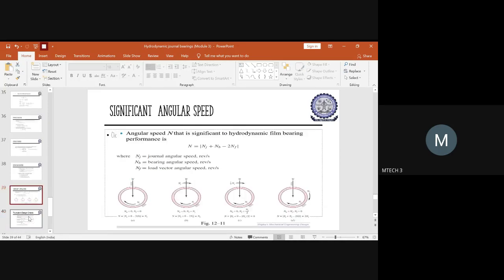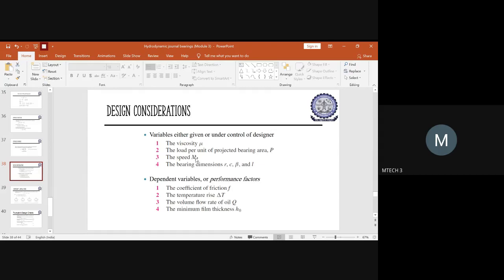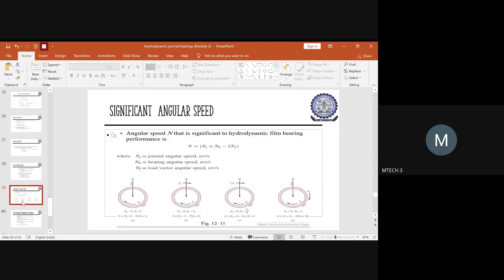Before that, you should be knowing some other concepts, the terminologies basically. When it comes to the angular speed of a journal bearing, how do you determine the angular speed, which is N? Because we are saying that here N should be given, or it should be under the control of the designer. So if the designer wants to control the speed N, what you will do basically depends upon the hydrodynamic film bearing performance exactly.